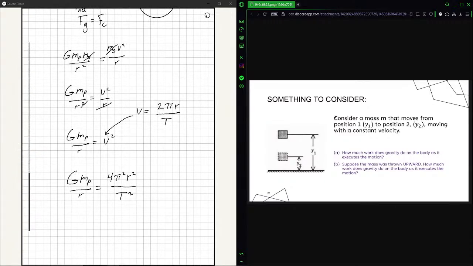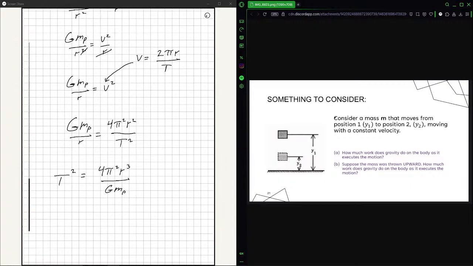Now, if we want to solve for the period of revolution, T is the period, we can put it over on this side. T squared equals 4 pi squared r cubed over G M_P, because that r goes over here. Why did I square everything? Because we got v squared from mv squared. This is an important fact, though you don't have to memorize it.